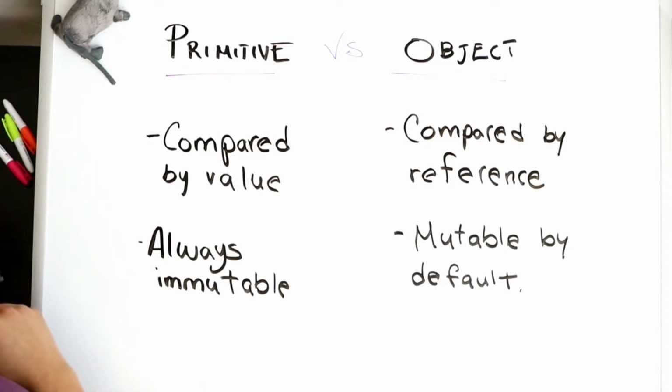Now, primitives are always immutable, meaning that their properties can't be changed, added, or removed. They will never be changed. But an object is mutable by default, meaning that you can normally freely change, add, or remove properties.